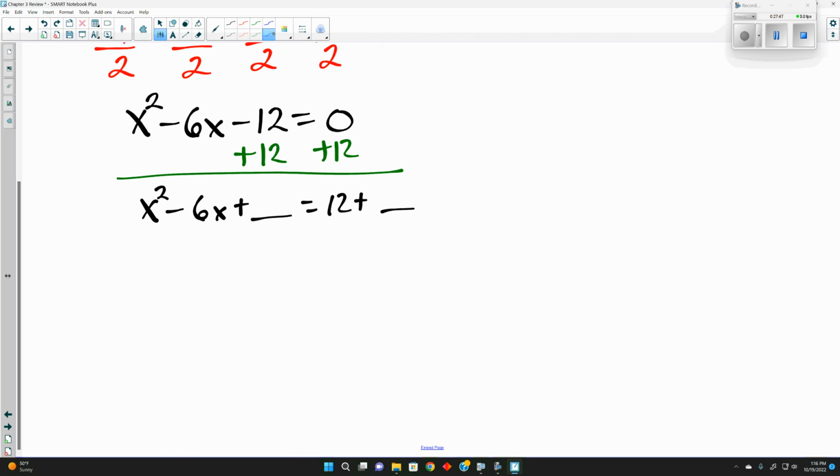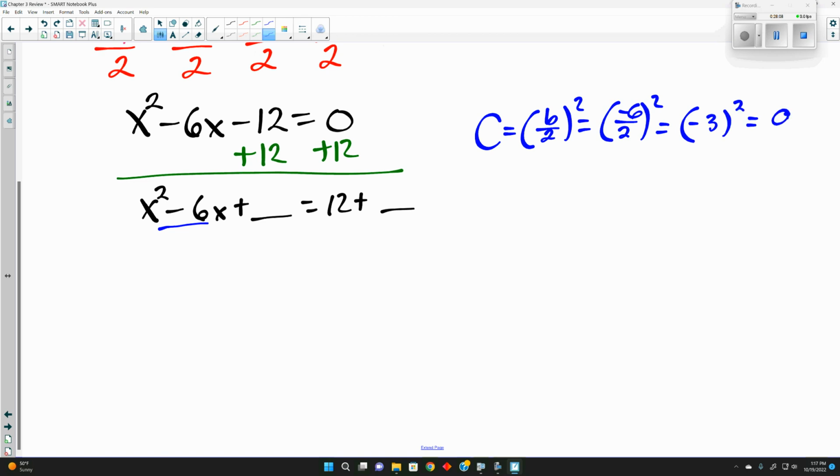After we do this, we need to find the value of c, which is b over 2 squared. And in this case, the value of b is negative 6. We have to take the sign with it. Negative 6 divided by 2 is negative 3, and negative 3 squared is 9. Once we find the value of c and plug it back in, we're going to factor and solve.